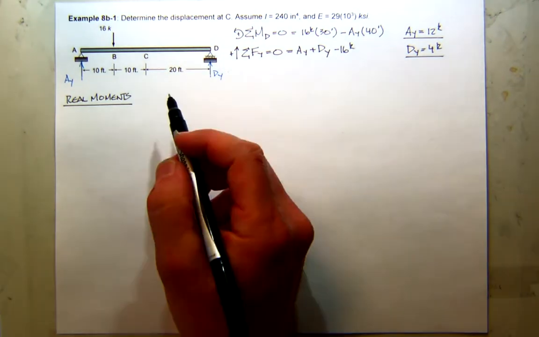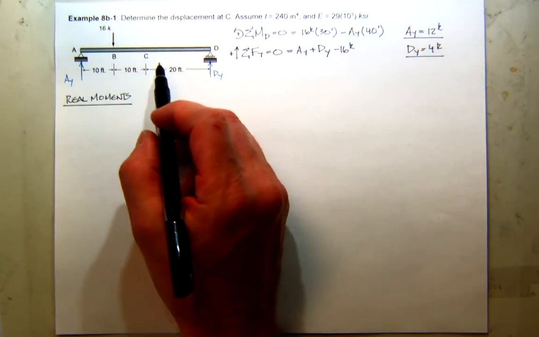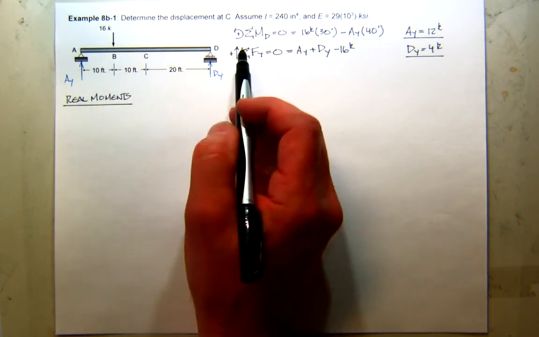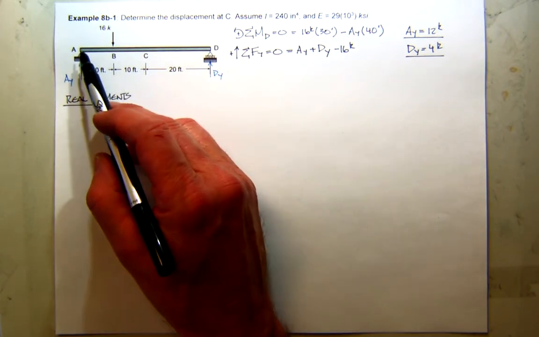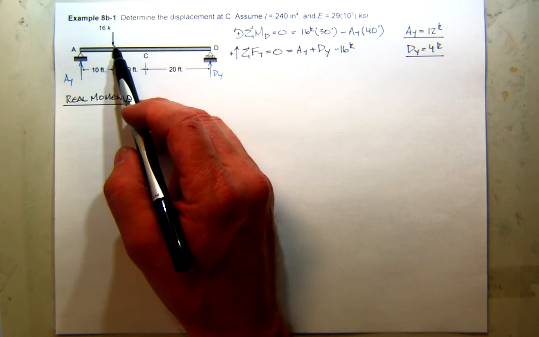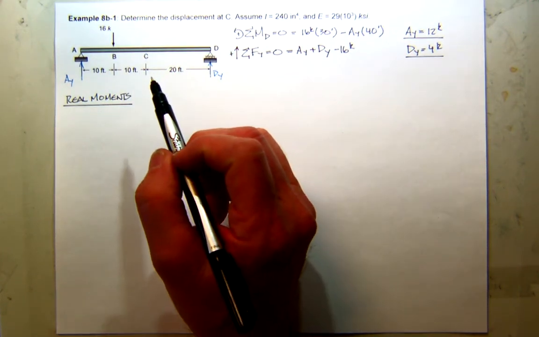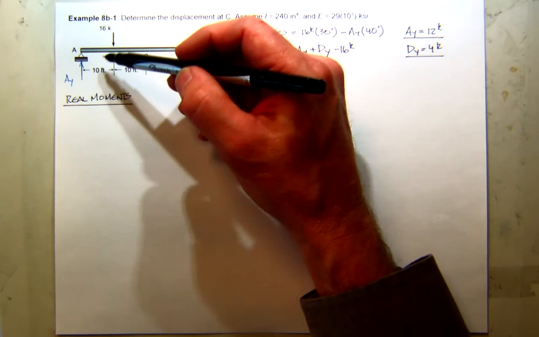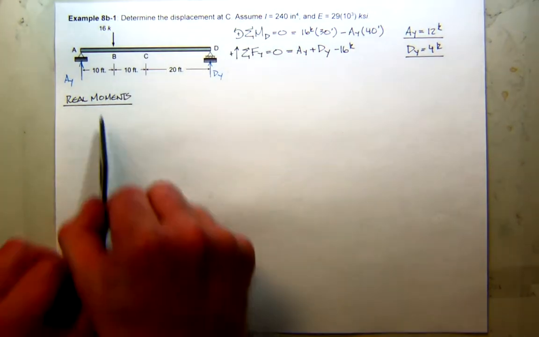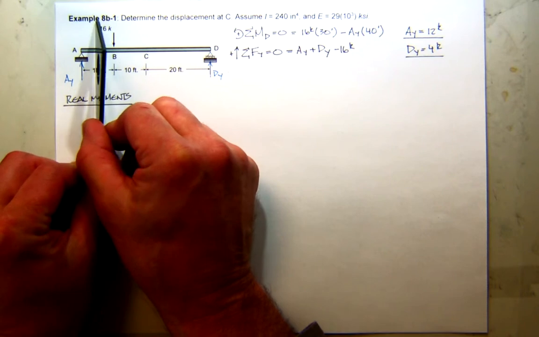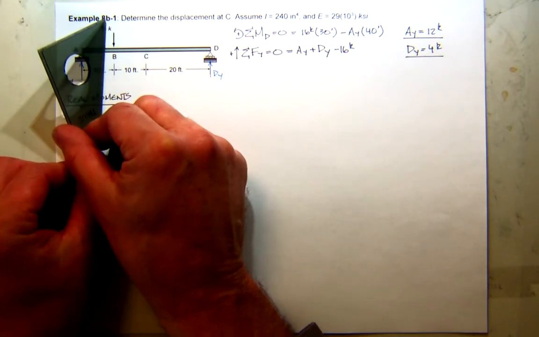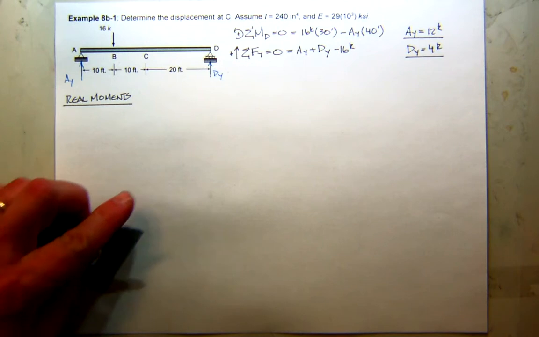In that case, can I write a single moment expression for the whole structure? No, right? I have to go from 0 to 10, that would be one moment, and then from 10 to 40. So let's think about the 0 to 10 first. I'll make a cut here. Do you want to look at the left side or the right side? Yeah, I think the left side is going to be a lot easier. So let's do that first.